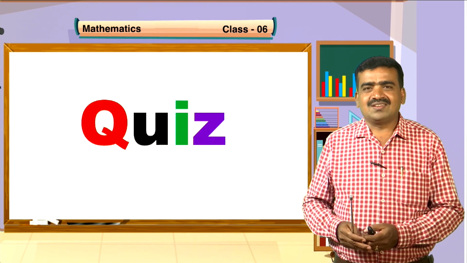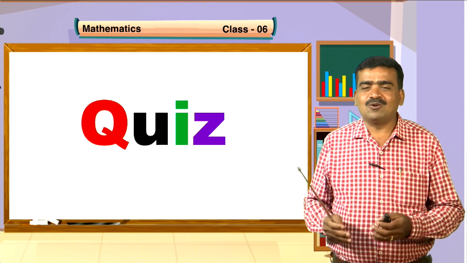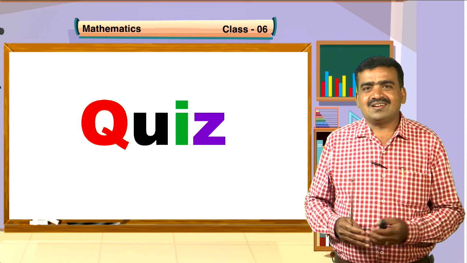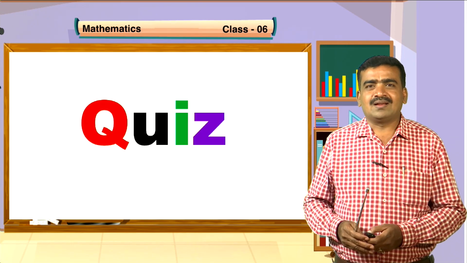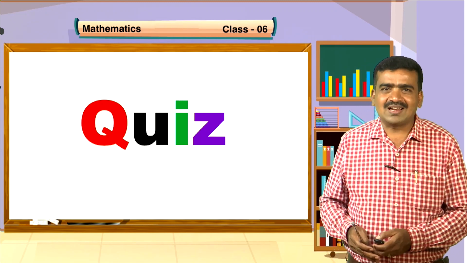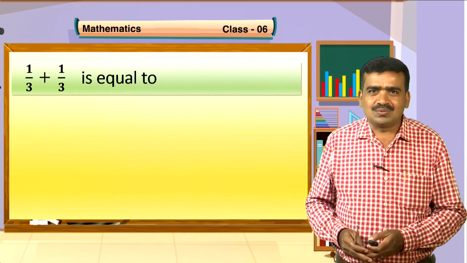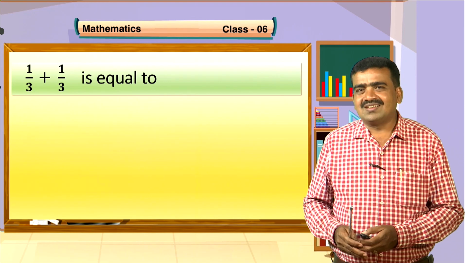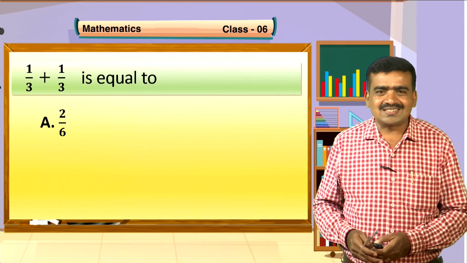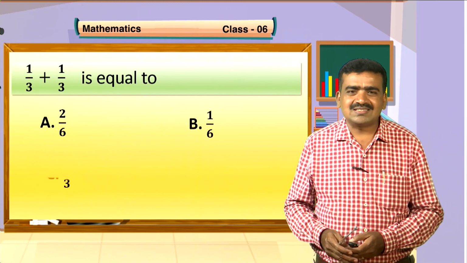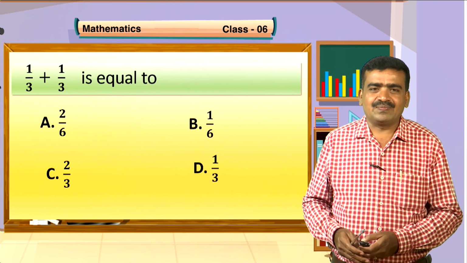My dear student, you have learned wonderful concepts today and they are easy. I hope you have all learnt effectively, and you have a small quiz based on the concept you have learned today. Try to answer and choose your correct answer. 1 by 3 plus 1 by 3 is equal to, you will have 4 options. Among the 4 you have to identify the right answer. Option A is 2 by 6, option B is 1 by 6, option C is 2 by 3 and option D is 1 by 3.